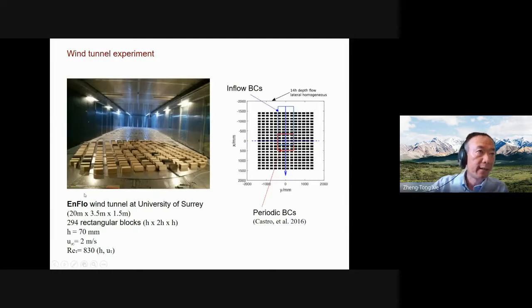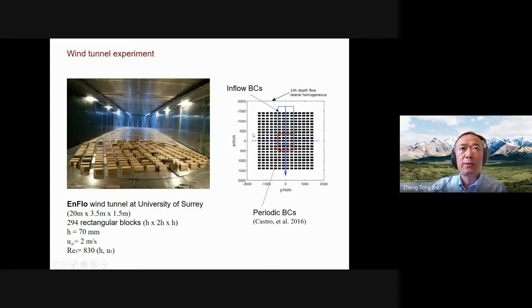This is Surrey's wind tunnel. You can see 20 meters in length, 3.5 meters in width, and 1.5 meters in height. Usually the boundary layer thickness above a group of buildings is roughly 1 meter. So this is the wind tunnel model.